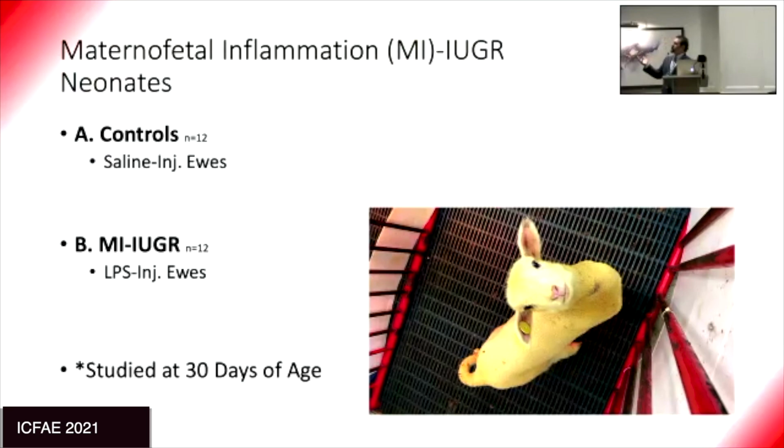So we have these same two groups, the saline-injected controls and the LPS-injected IUGR lambs. But instead of studying them at the fetal stage, these were allowed to lamb out, and we studied them at 30 days of age.